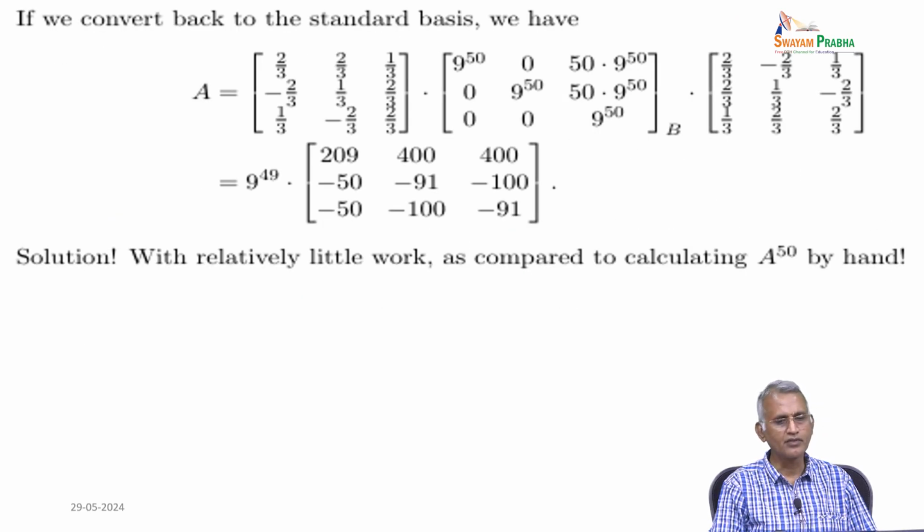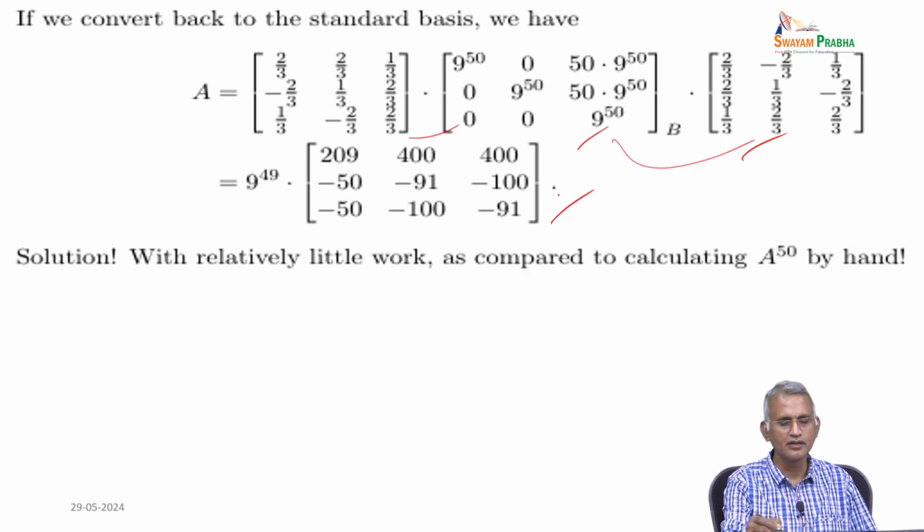So, if we convert back to the standard basis, we have A equal to U, and then using the Schur we have A power 50 and then U transpose, and multiply them, you have the matrix A power 50 with 9 power 49. Do the normal matrix multiplication, you get the value. So, wonderful answer, we can easily get it with the help of this Schur decomposition, and so it is easily calculated with the help of this technique.